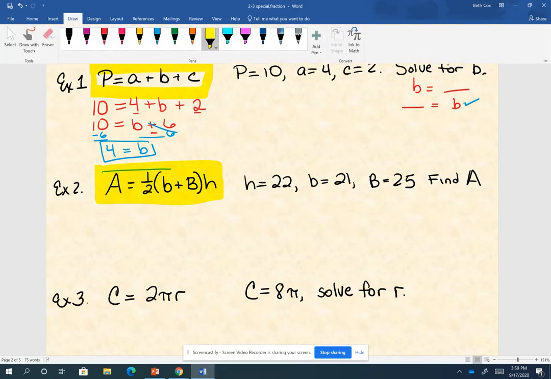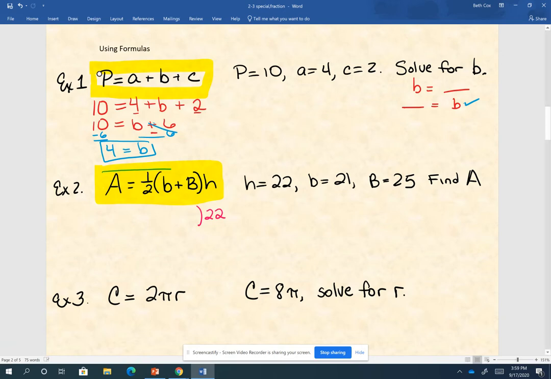Right, so we're going to put our numbers in the blanks. So this first one we have H is 22. So there's going to be a 22 right there. Lowercase b is 21. And uppercase B is 25. And it wants us to find A.